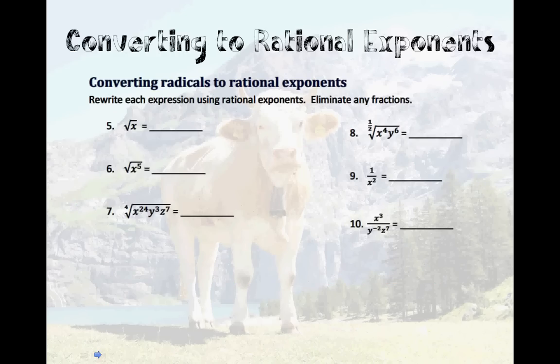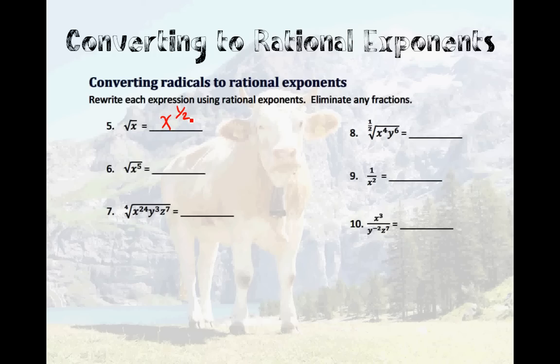Okay, so if you look at the paper that I gave you, the same paper where your warm-ups were, we're going to talk about how to convert things into rational exponents. So I'm going to show you a couple, and then I want you to try to do the rest on your own. So this first one, anytime you see a square root, it's going to be x to the 1/2, and then that's it. So you can just memorize square root is x to the 1/2.